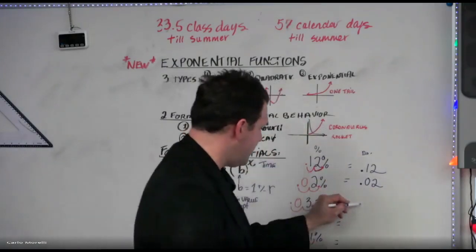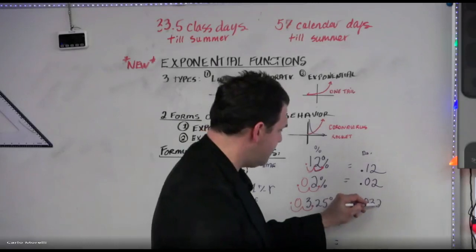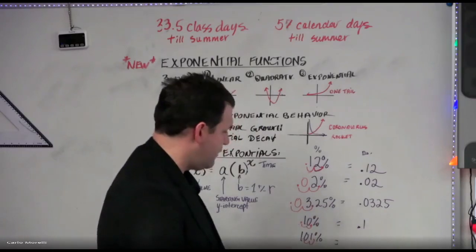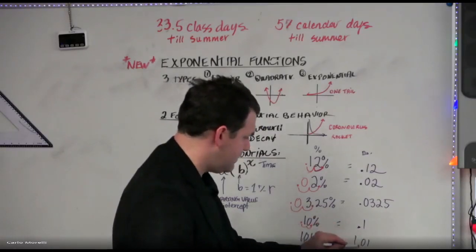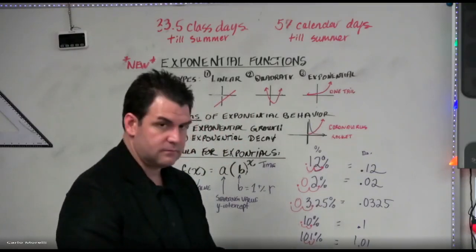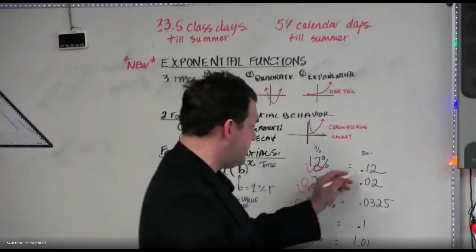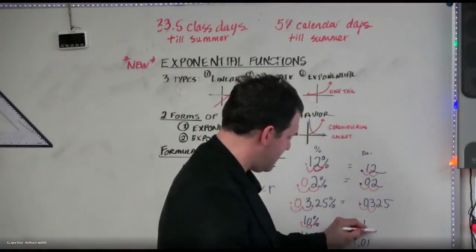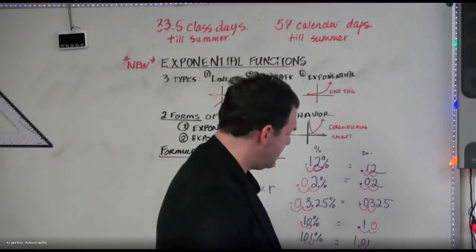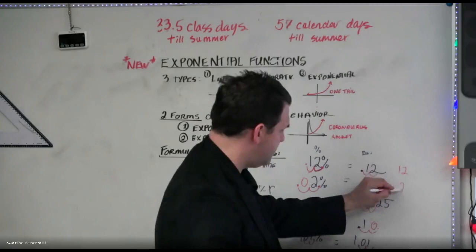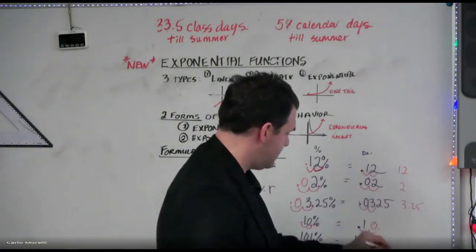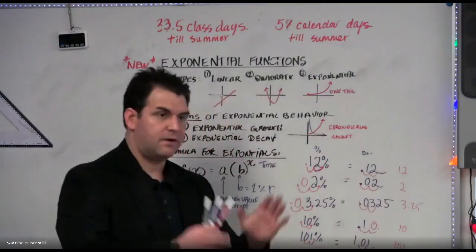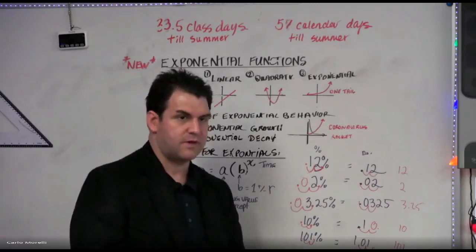3.25% becomes 0.0325. 10% becomes 0.1, and 101% becomes 1.01. I'm going to ram this home. Just to convert these back to a percent, you would just go whoop, whoop, whoop. So this would be back to 12%, 2%, 3.25, 10, 101. So we all understand how to convert decimals and percents, right?